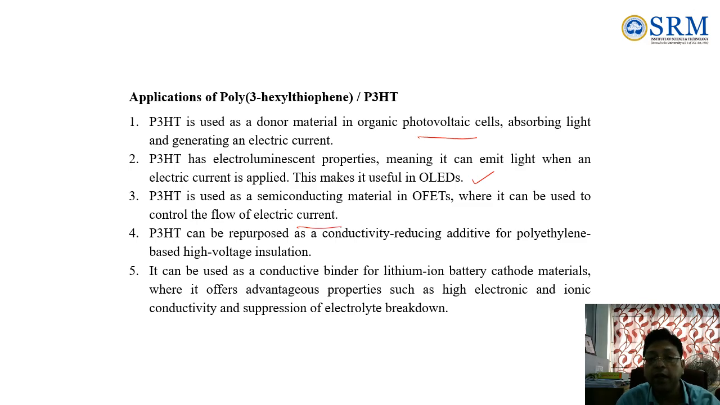P3HT can be repurposed as a conductivity reducing additive for polyethylene based high voltage insulation. It can be used as a conductive binder for lithium-ion battery cathode materials, where it offers advantageous properties such as high electronic and ionic conductivity and suppression of electrolyte breakdown.